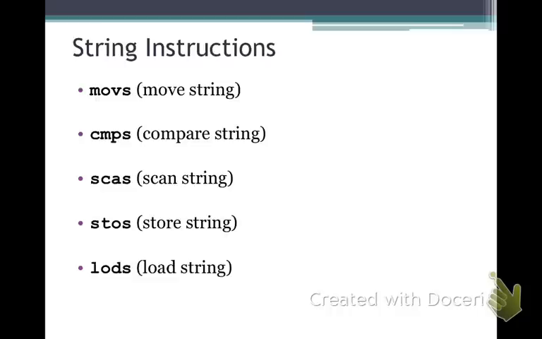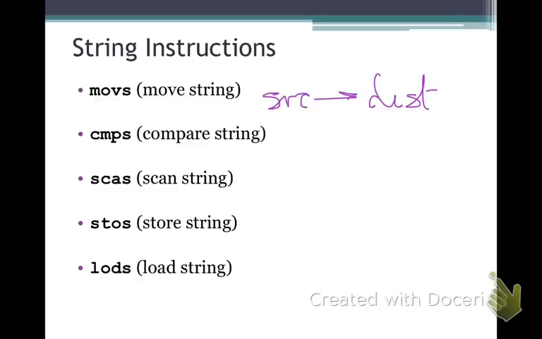Typically, the string is going to get copied from the source to the destination. Okay? Compare string. Exactly what you think. It compares the contents of 2 strings, source and destination strings. Scan string searches a string for a particular value. Anytime I'm looking for a particular value or loading a particular value or storing it, the accumulator is going to be used a lot in this case. And the scan string uses it, store string, and load string.